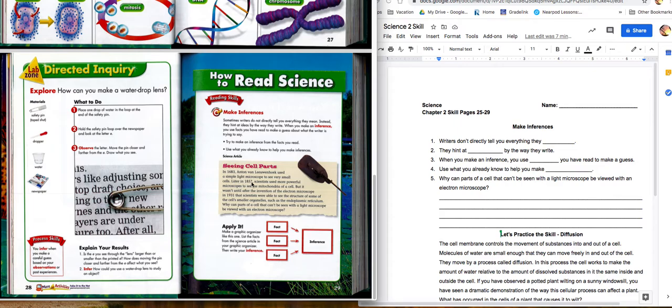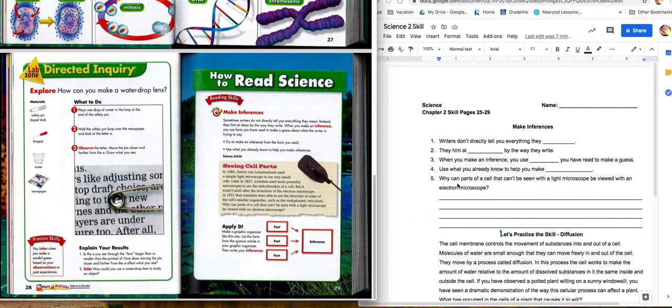Later, in 1857, so hundreds some years later, scientists used more powerful microscopes to see the mitochondria of a cell. But it wasn't until after the invention of the electron microscope in 1931 that scientists were able to see the structure of some of the cell's smaller organelles, such as the endoplasmic reticulum. Why can parts of a cell that can't be seen with a light microscope be viewed with an electron microscope? So they give us up here all these facts. He starts to see these things. They start to make better ones. They can see the mitochondria, but we can't see everything until 1931 when we have an electron microscope.